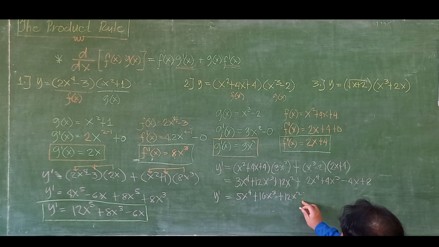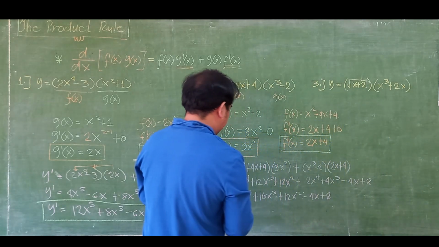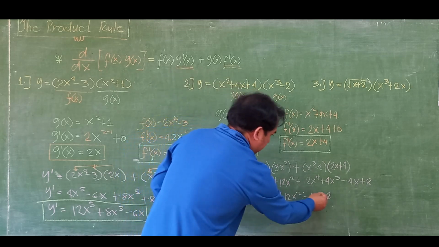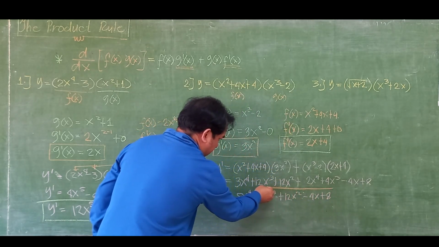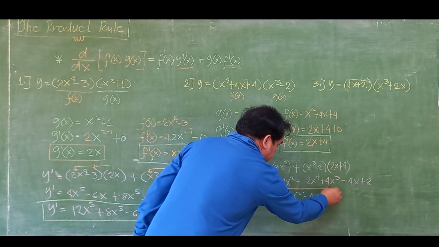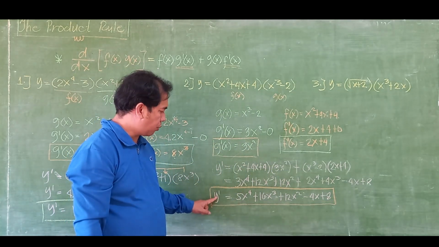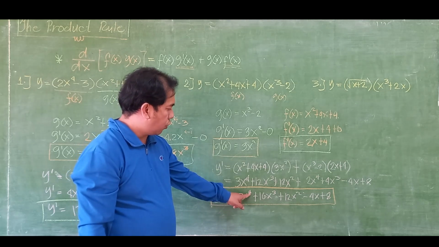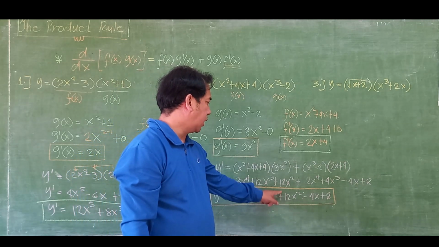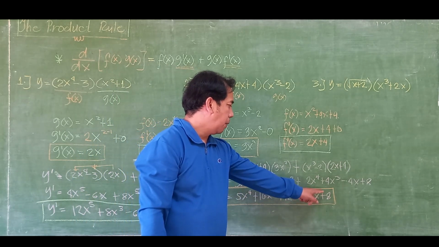The next thing we're going to look into is this one, which is minus 4x. And then that is the same as plus 8. So we have already combined them, and our final answer, the one that is put in a box, is y prime is equal to 5x raised to 4 plus 16x raised to 3 plus 12x raised to 2 minus 4x plus 8.